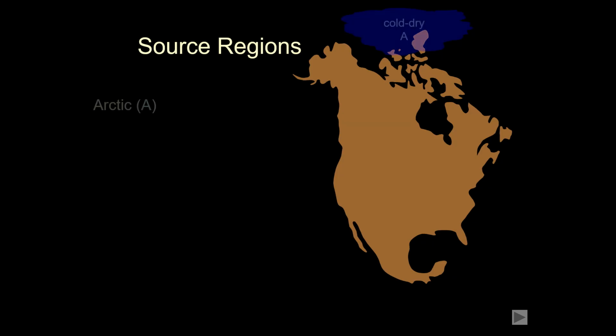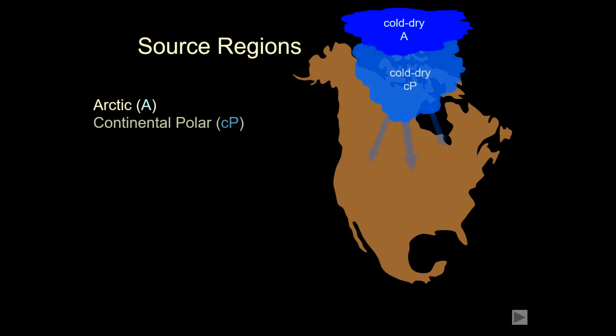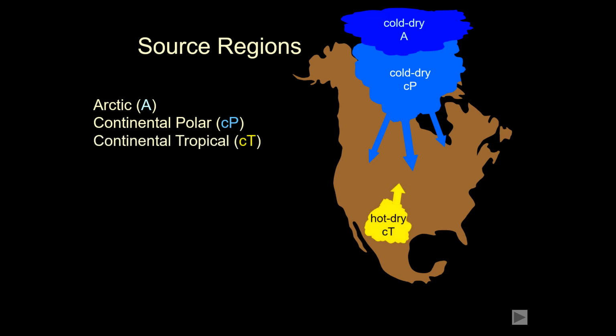Over here, you see cold, dry A, Arctic, and then cold, dry cP, continental polar. That's why it's dry, because it starts from the continent. Any air mass produced over the continent would be dry. Then you have continental tropical, another one, hot and dry, because of the tropical region.